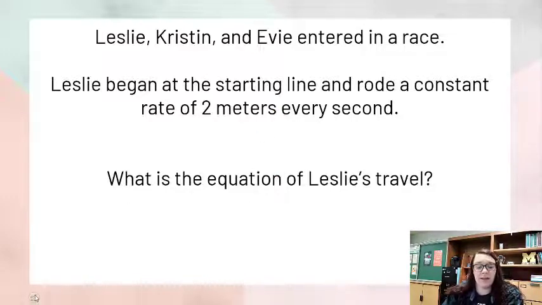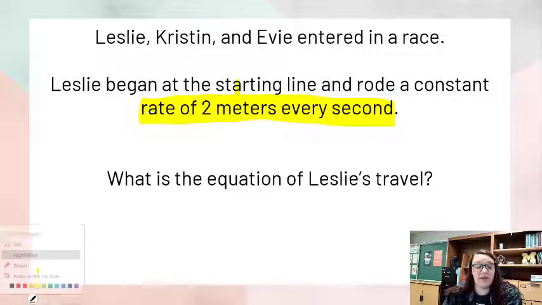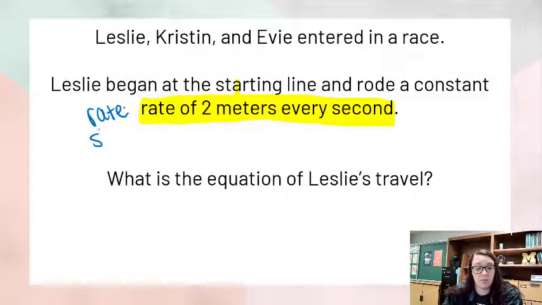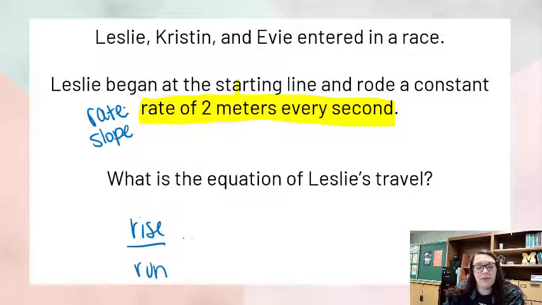So I want to highlight something for you that's important. It said a rate of 2 meters every second. So notice how it says of, and then it says every second. That is a rate. That is what they're talking about when they say rate. So rate, we know, is slope. And slope is usually rise over run. And we used to talk about it as number of tiles by a figure number, if you remember those.